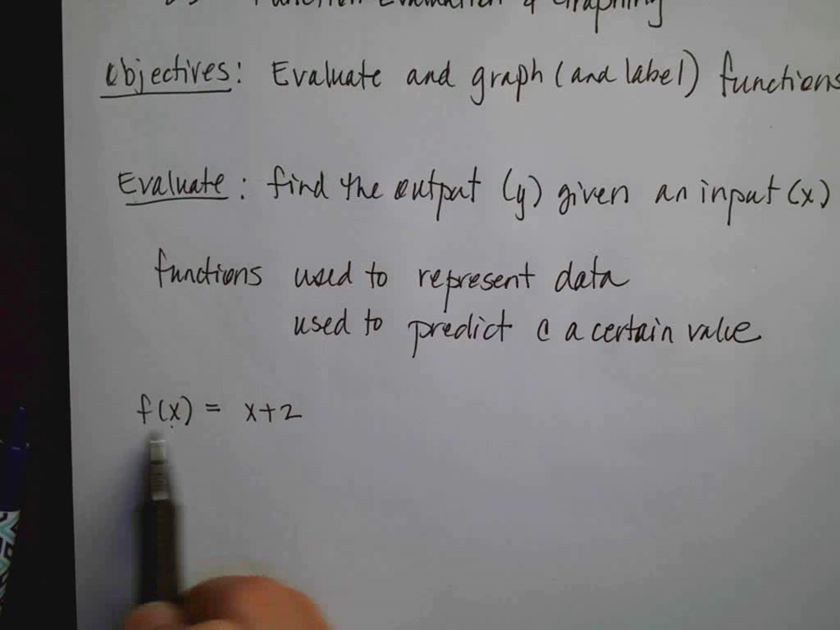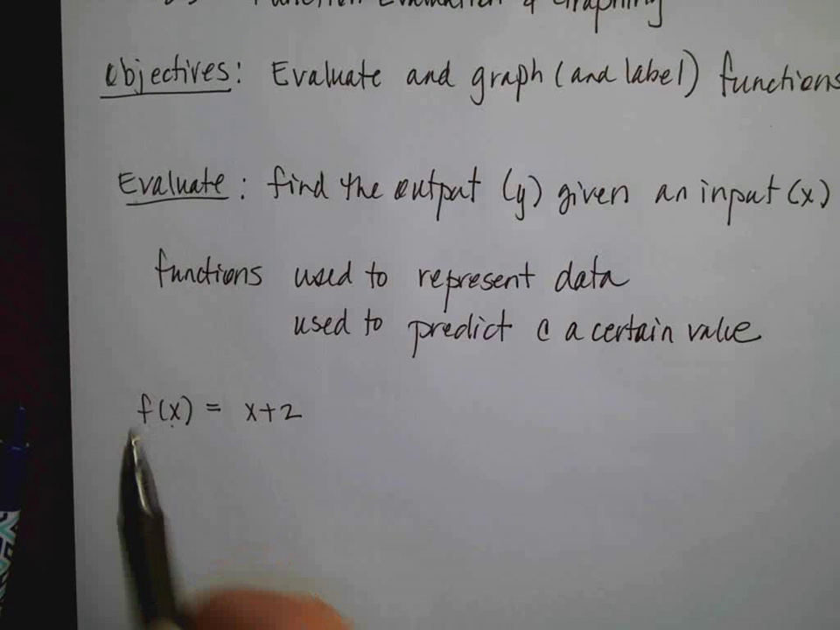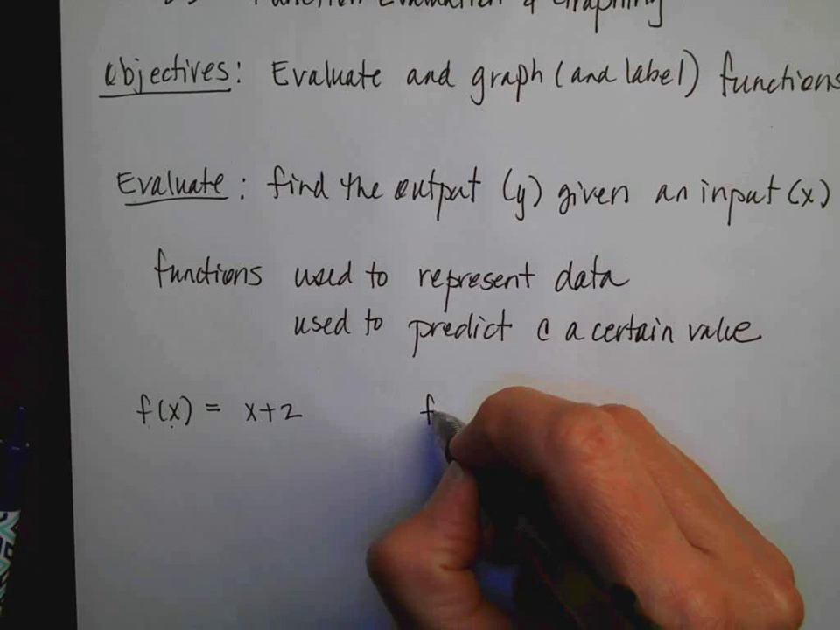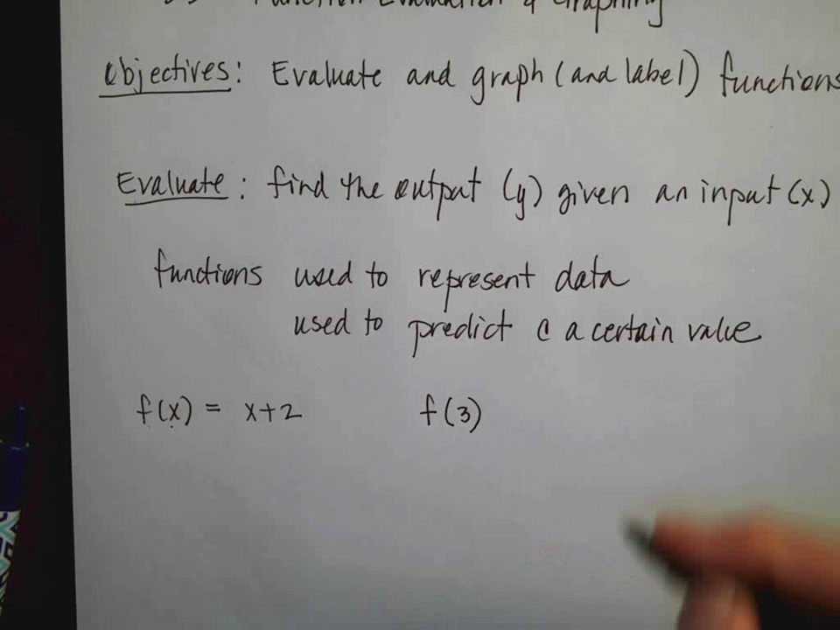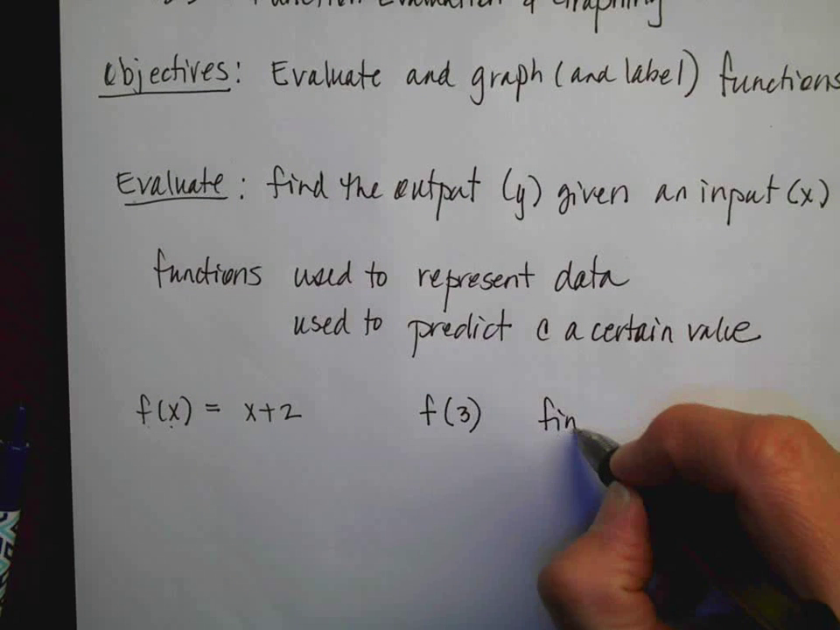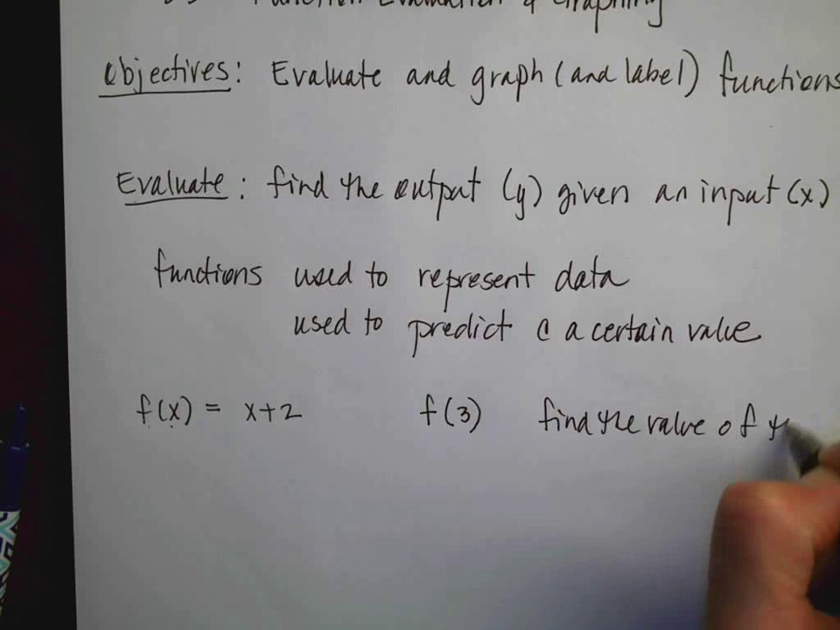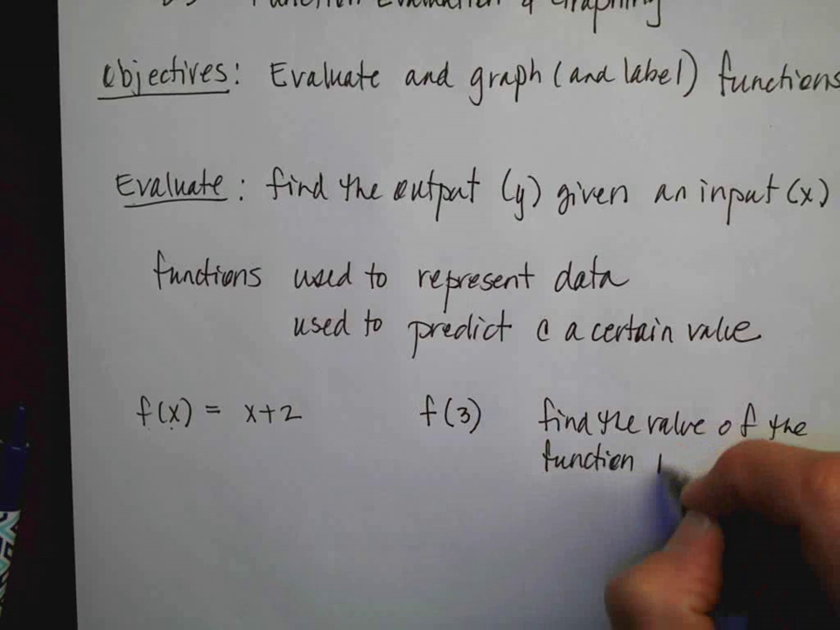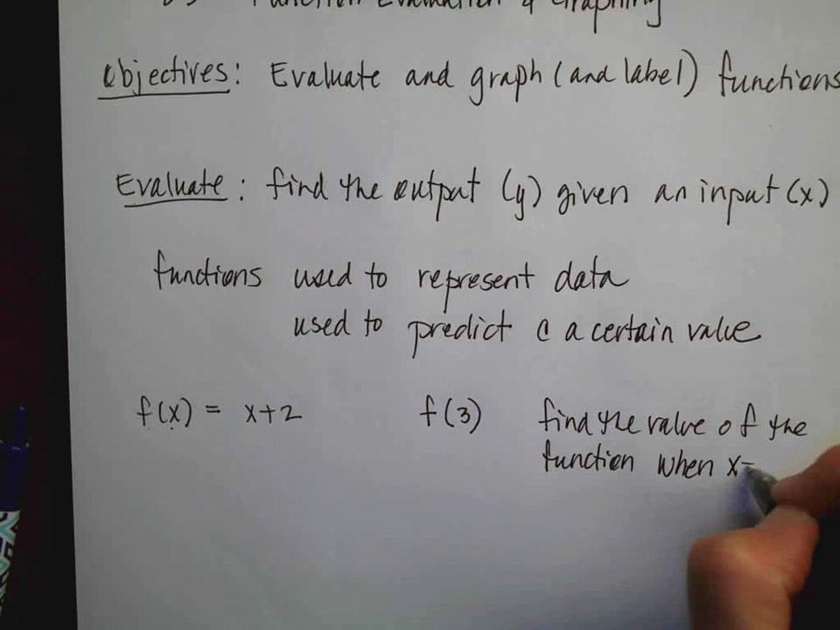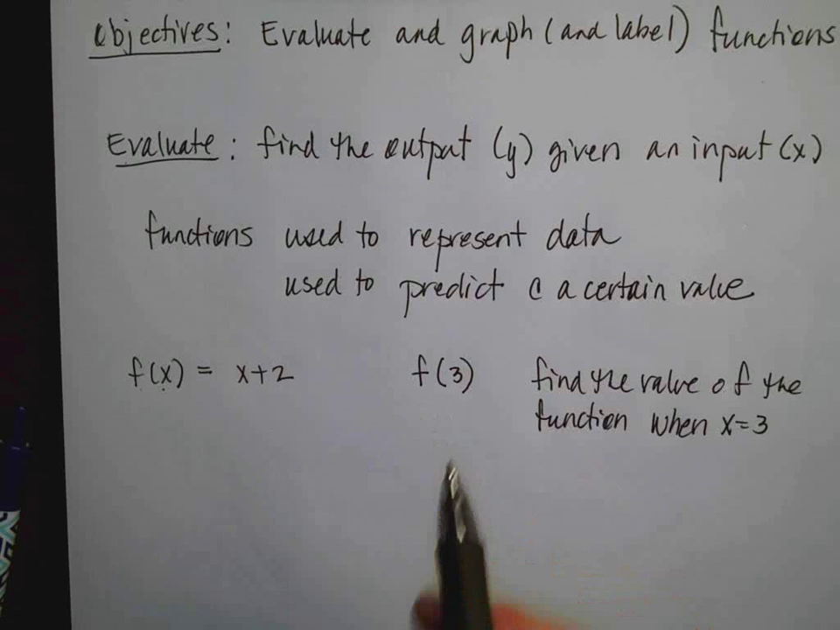Okay? So let's say I'm given the function f of x is equal to x plus 2. Remember, x is the input. F of x, which is the same thing as y, is going to be the output. And I want to evaluate the function at f of 3. So that says find the value of the function when x is equal to 3. There's a lot of words just by writing f of 3.